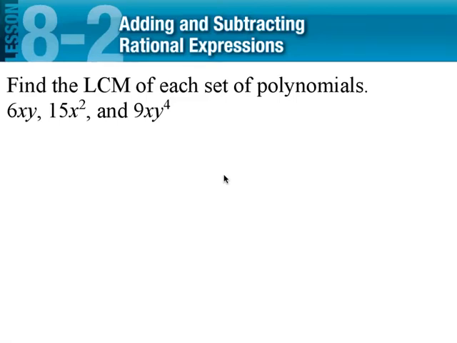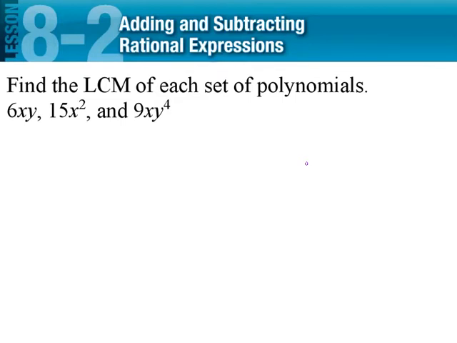expressions. And so in order to do this, we have to start with the concept known as the LCM. Does anybody remember what the LCM stands for? Least common multiple. And so what we're going to do is find the least common multiple between 6xy, 15x squared, and 9xy to the fourth. The first way to do this is to break this down and look at the individual components in order to find the least common multiple.